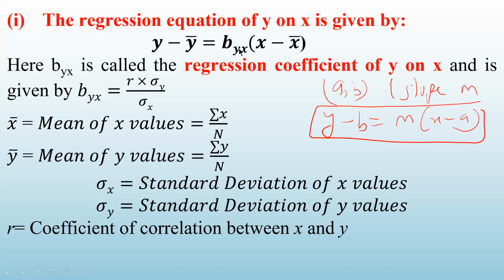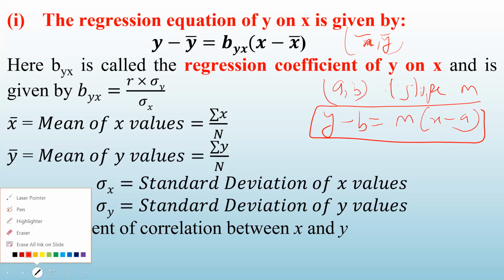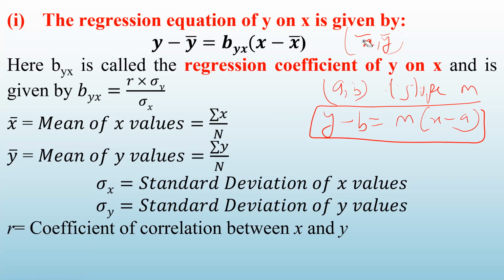So what is byx? It is the slope of the regression equation of y on x. Look at the similarity here. M means slope. So byx is the slope of the regression equation of y on x. That is why I have put a suffix here: byx into x minus x bar. That means this line is passing through which point? This line is passing through the point x bar, y bar. And what is its slope? The line is passing through x bar, y bar and the slope is byx.